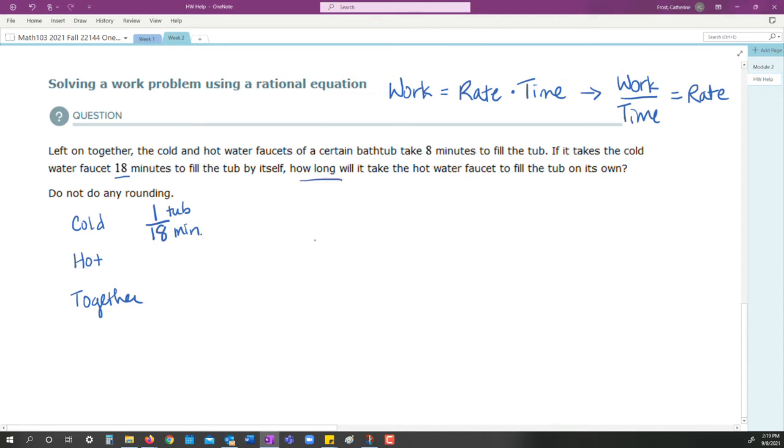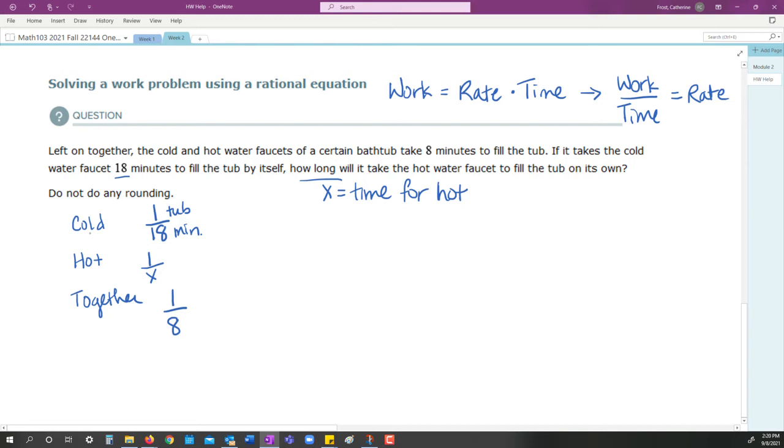Okay, now the hot one, we don't know. It said how long will it take for the hot water faucet to fill the tub? So let's let that be X. So X is the time for the hot water faucet to fill the tub. So that means it can fill the tub in X minutes. We don't know how long that is, but that's its rate of work. And then the 8, that's how long it takes for them to fill the tub together, so they can fill the one tub in 8 minutes. So if you have them both turned on full blast, they're filling 1/8 of the tub per minute.